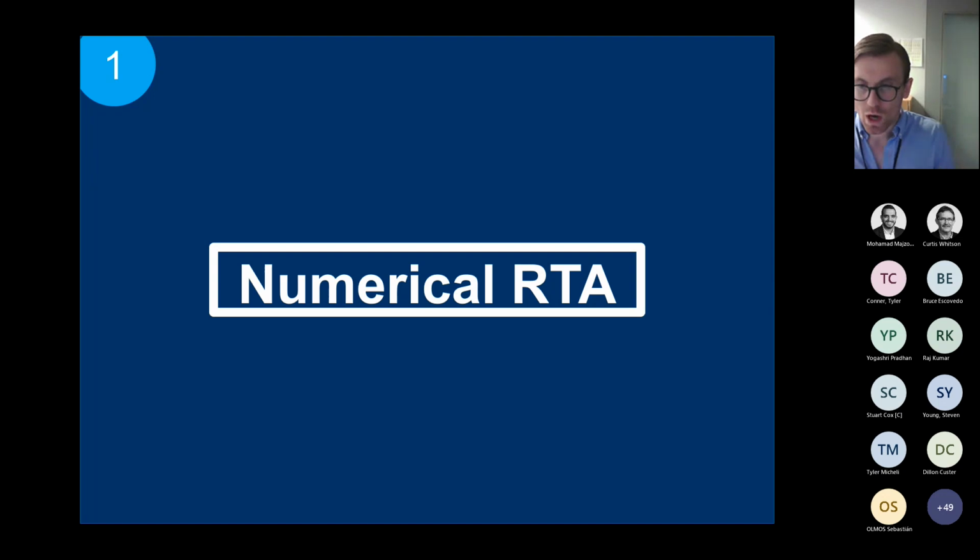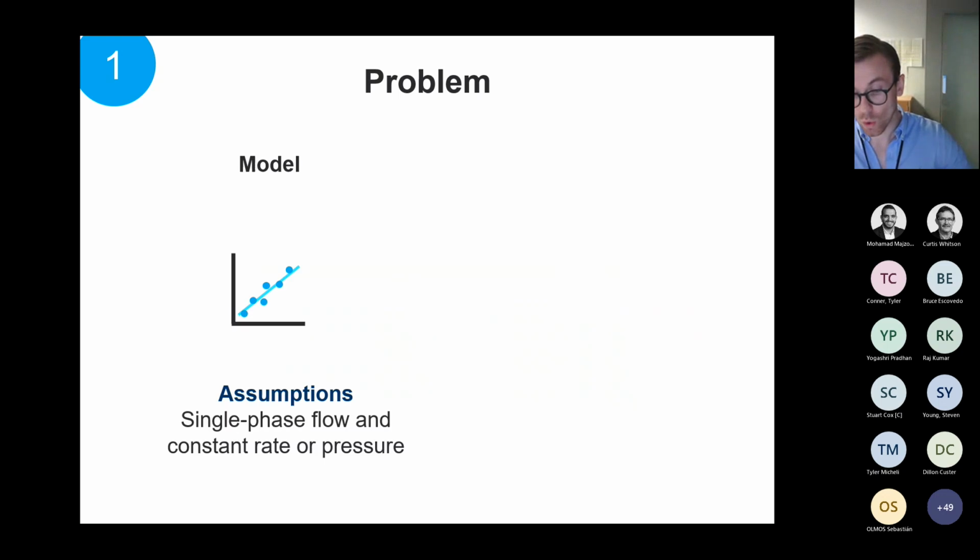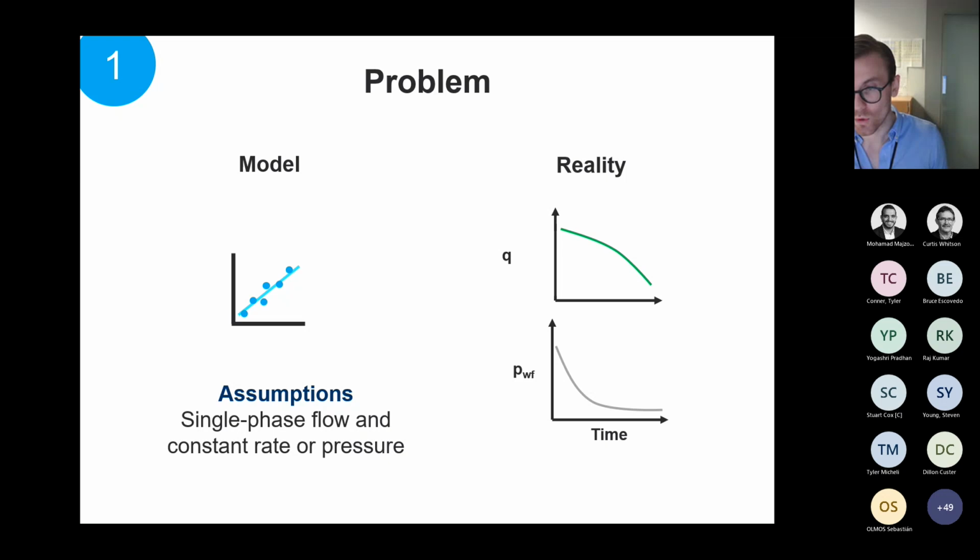So numerical RTA: what was the problem we tried to address with introducing numerical RTA? What did Braden and the folks at Apache that developed this methodology try to solve? And the problem is very easy. All the analytical models that we have out there in the industry assume single phase flow and either a constant rate solution or a constant pressure solution when it comes to resolving physical parameters. In reality, we know we're dealing with both changing rates and changing pressures, which is what we call superposition effects.